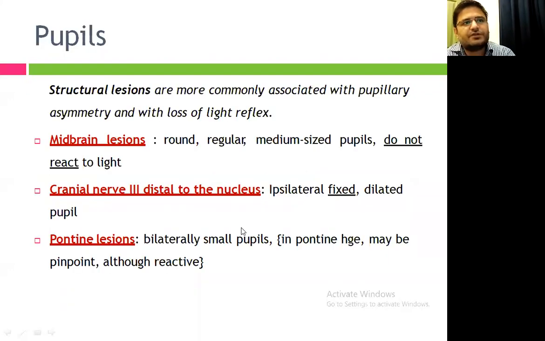Structural lesions are usually associated with pupillary asymmetry, which includes midbrain lesions, where pupils are round, regular, medium-sized, but do not react to light. This is very important. If somebody has midbrain lesions, then all the pupillary parameters are normal, except they don't react to light. Whereas if somebody has a cranial nerve 3 lesion, then there is an ipsilateral fixed dilated pupil. If pontine lesion, then bilaterally small or constricted pupils, and these are non-reactive.